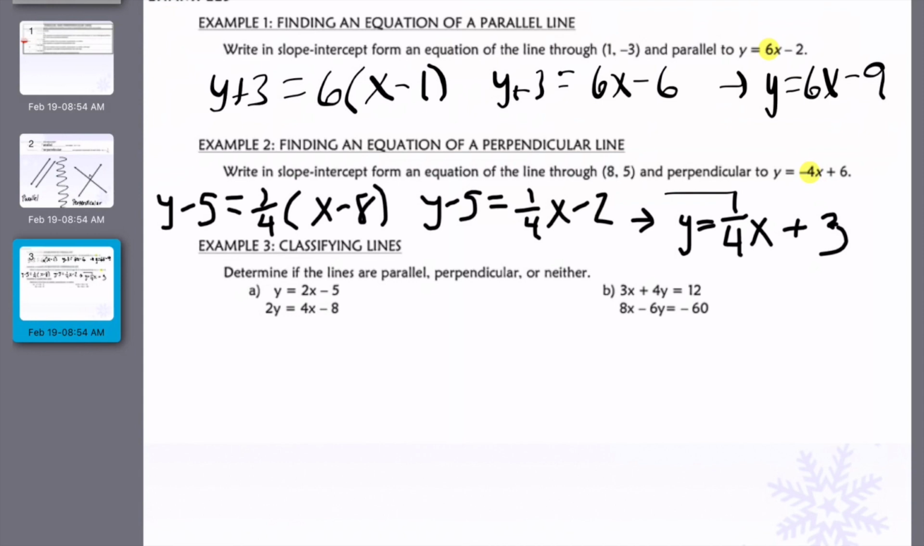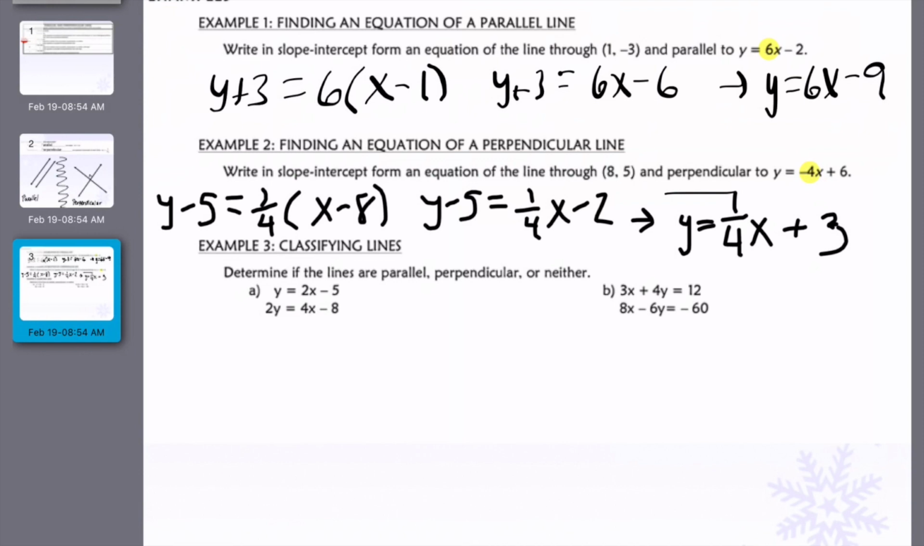Okay, final two questions. Determine if the lines are parallel, perpendicular, or neither. Again, I'm looking to see, are my slopes going to be the same? Are they going to be the exact opposite reciprocal? Or if they're neither of them, then it's going to be neither.